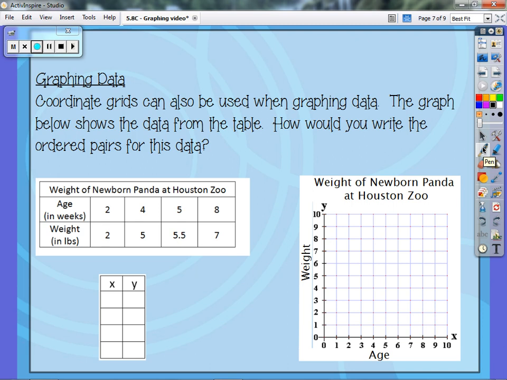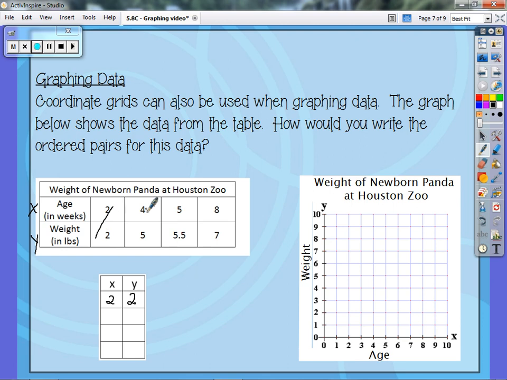When we're looking at this input-output table, here we have the age and the weight. This is pretty much like having your x and your y-axis. So what we're going to do is plug this information from the chart down into this input-output table here. For our x, for the first one, we have 2, and the y is going to be 2. We're done with those. I'm going to cross them out.